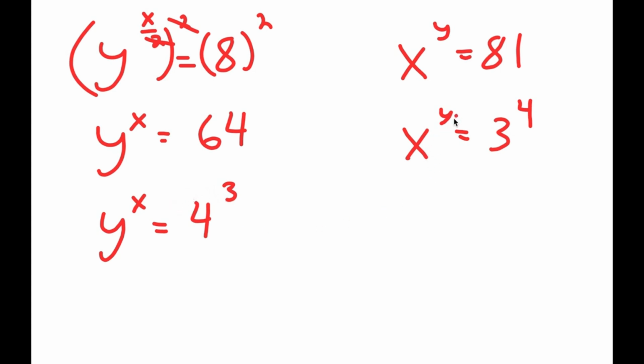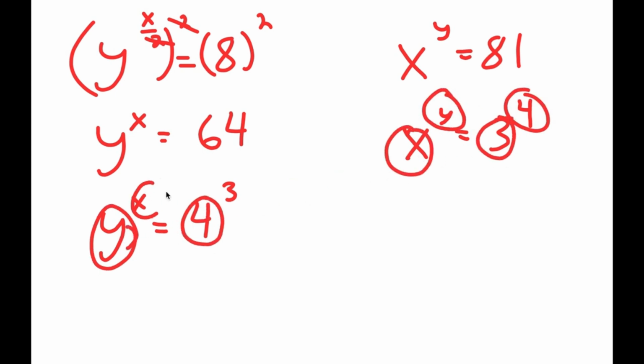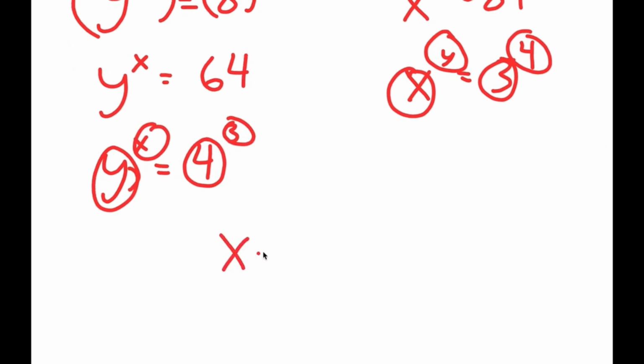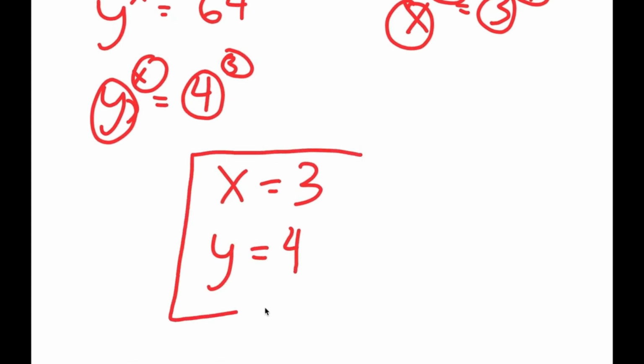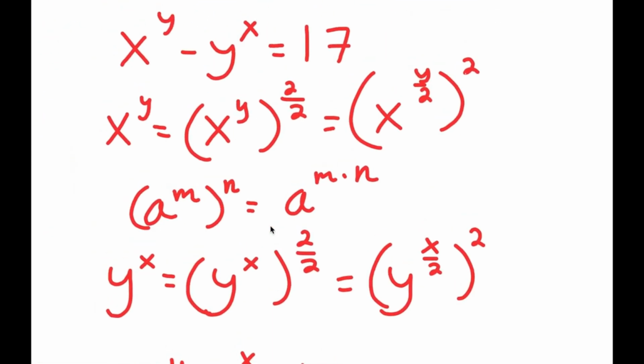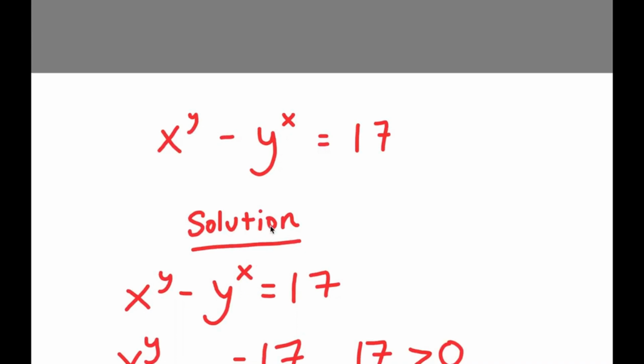So I have x to the power of y equals 3 to the power of 4, and y to the power of x equals 4 to the power of 3. Well, what does that mean? Well, the exponents and bases match, meaning x is equal to 3 and y is equal to 4. So this is my solution to this equation.